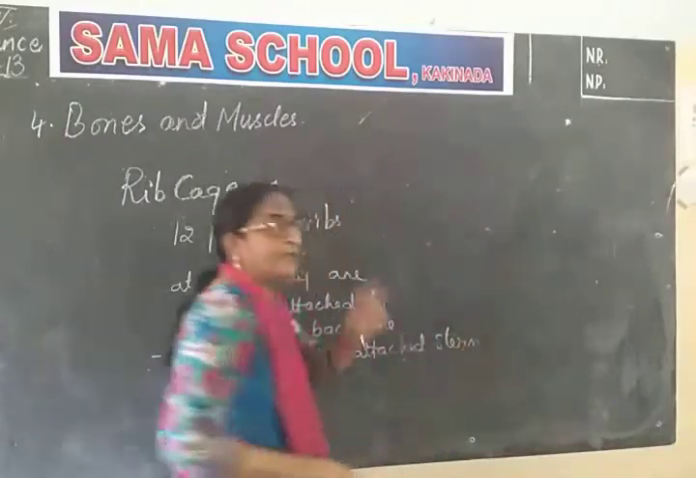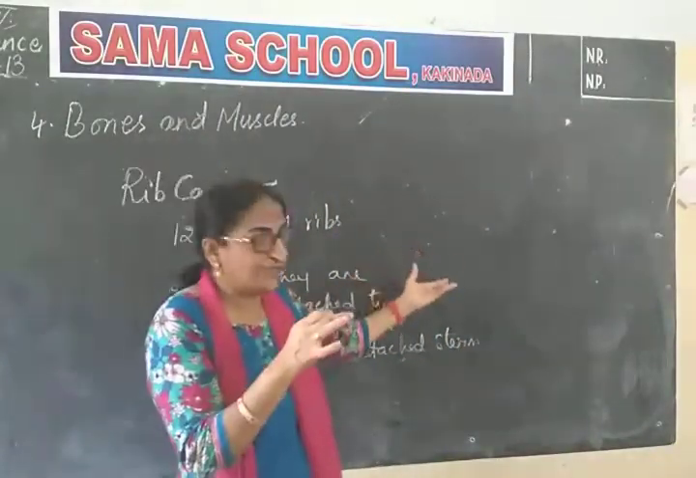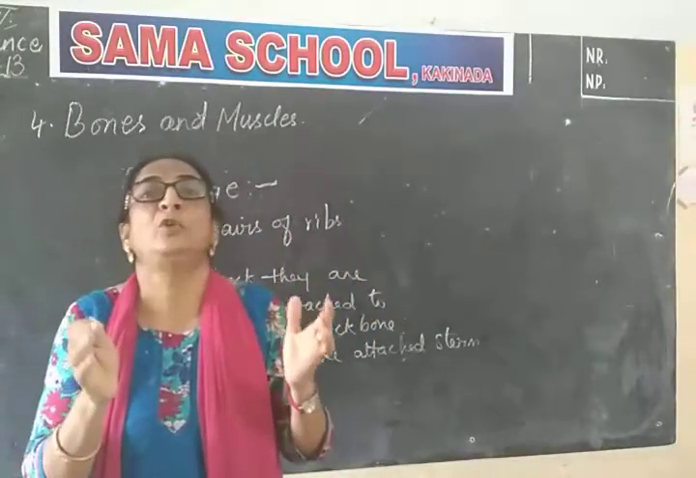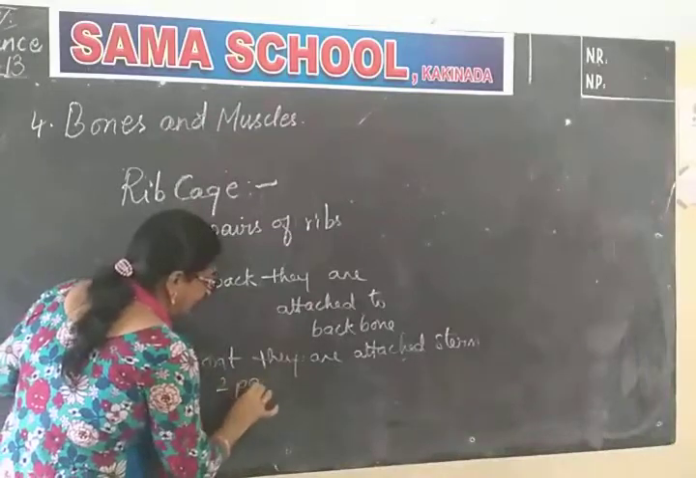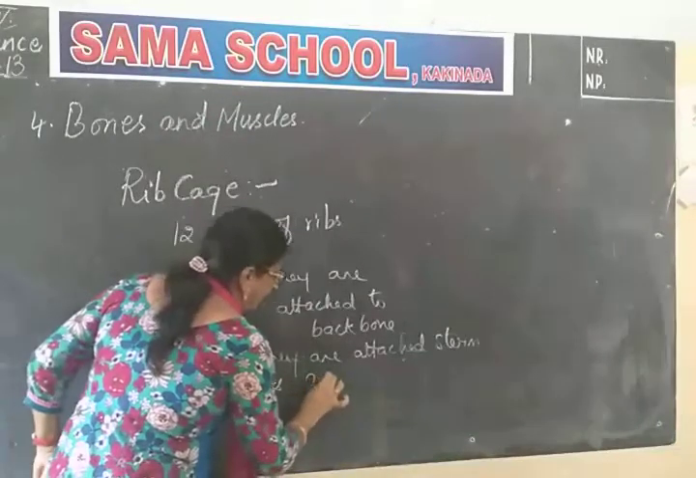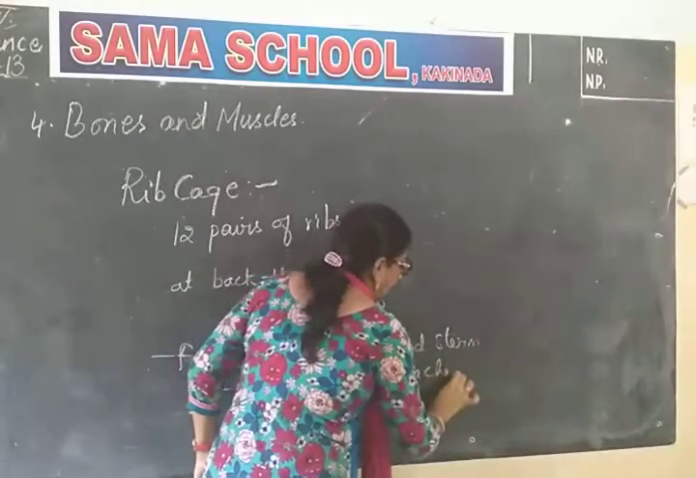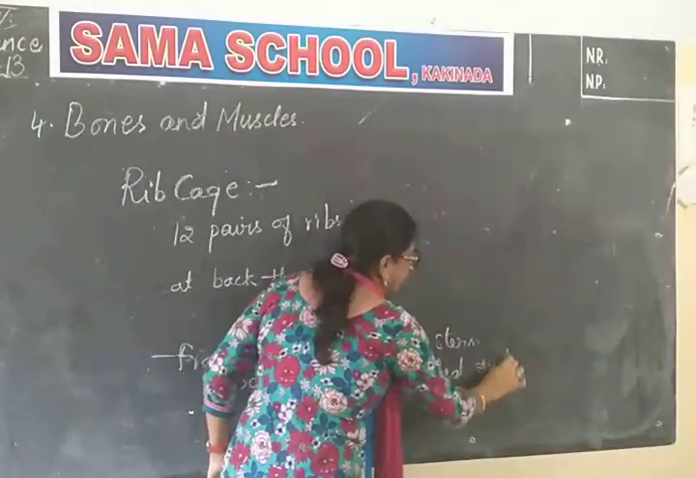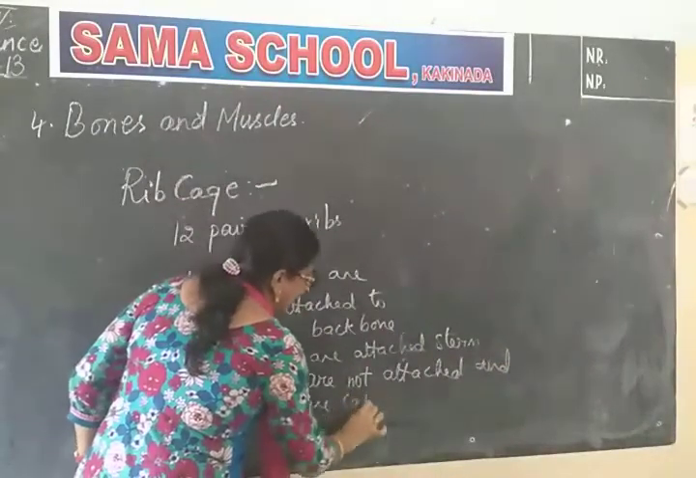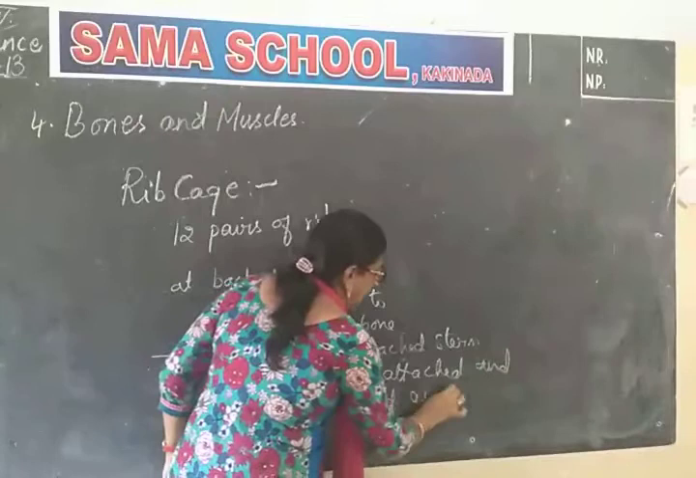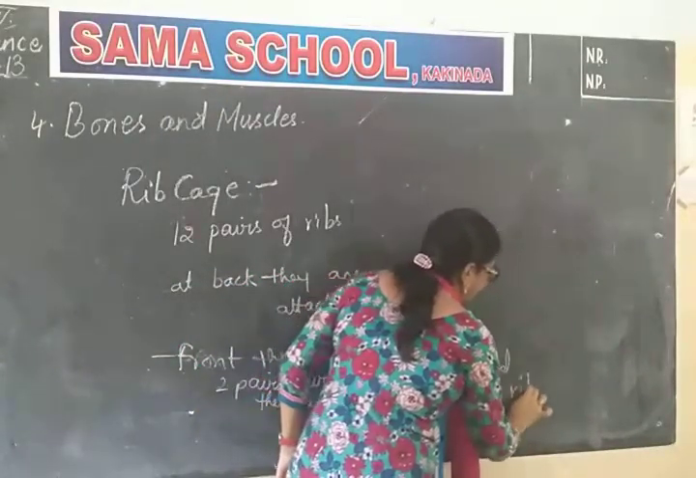And 2 pairs of ribs don't attach anywhere, and those are called floating ribs. What are they called? Floating ribs. 2 pairs are not attached, and they are called floating ribs.